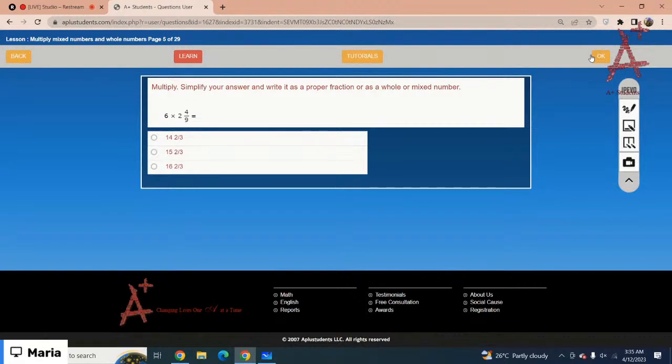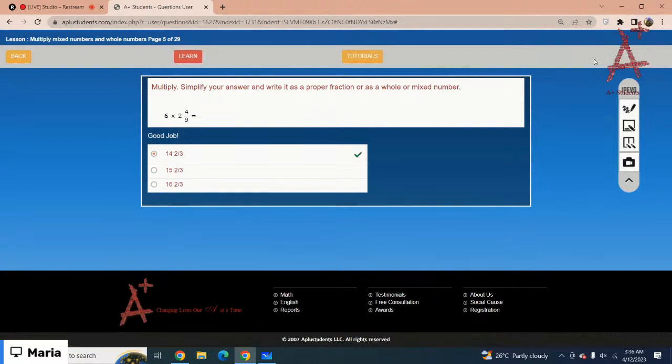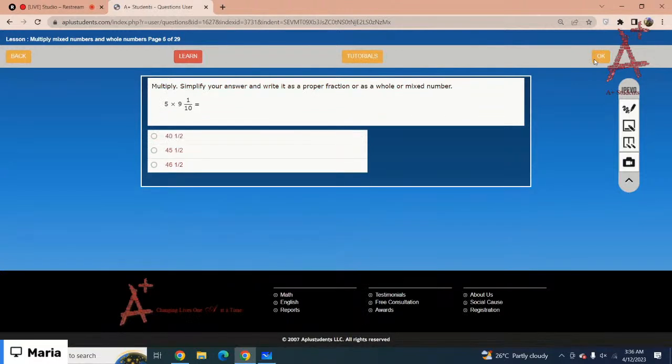I am just guessing the answer. It would be 14 whole 2 over 3. Got it. I'm just guessing the answer. Yes, that would be 14 whole 2 over 3. Got it.